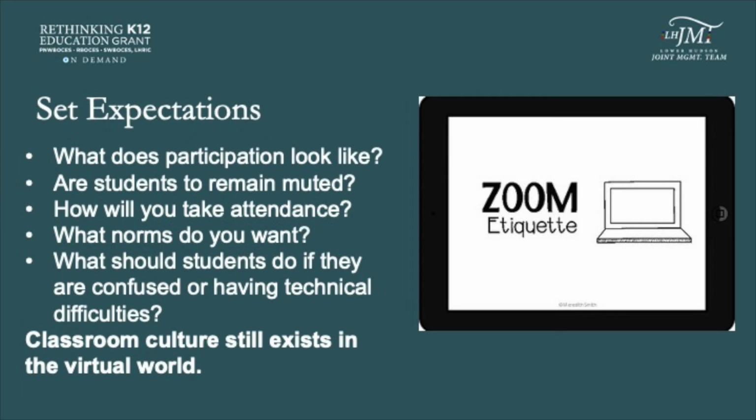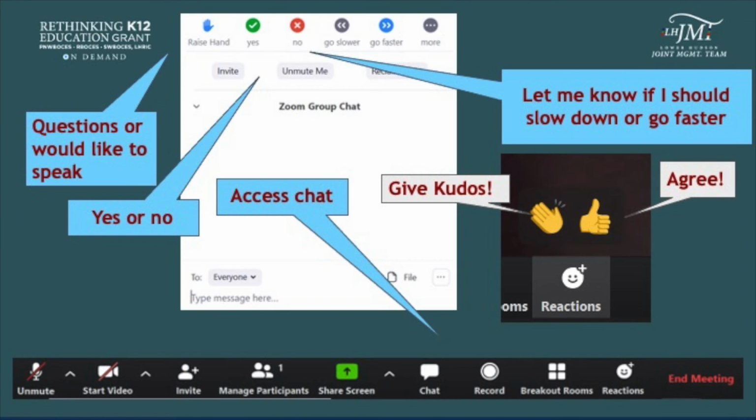So just like you said at the beginning of your school year, do the same thing in the virtual world. One way to do that is to enable a lot of the marks that students can use. This is in your settings. And that's going to give you some options for students to communicate with you without unmuting themselves. So for example, maybe you want them to raise their hand if they would like to speak or have questions. Enable that feature and it's going to tell you who has their hand raised.